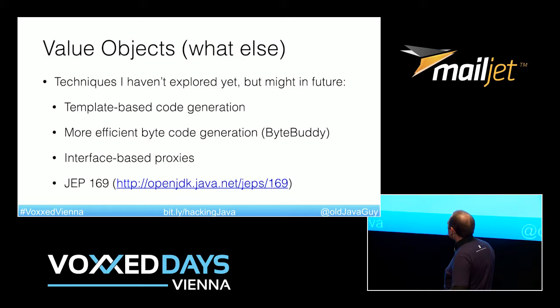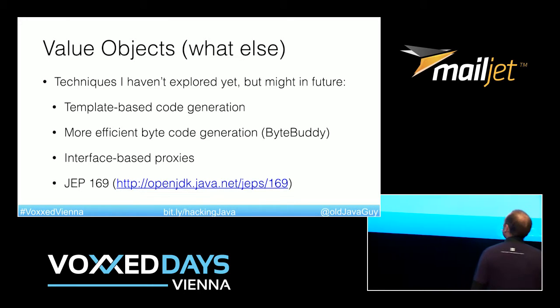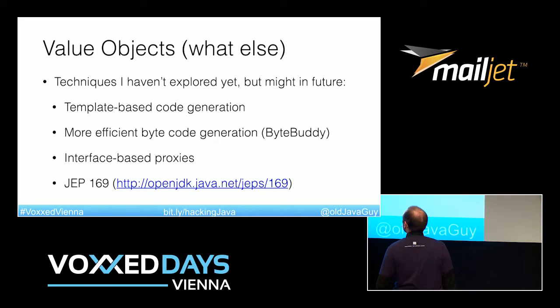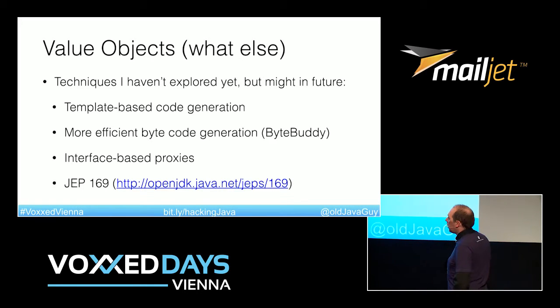When it comes to bytecode generation, cglib is pretty old school and not that nice. So there's a new library which is very nice, ByteBuddy, but you still have the same problems. It's bytecode programming, which is not a programming model that I like, so I haven't really looked into it. But if you want to do serious bytecode generation, have a look at ByteBuddy.